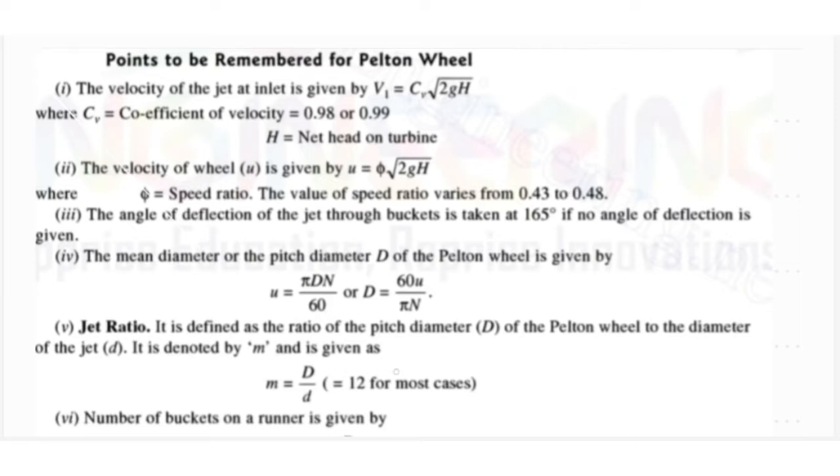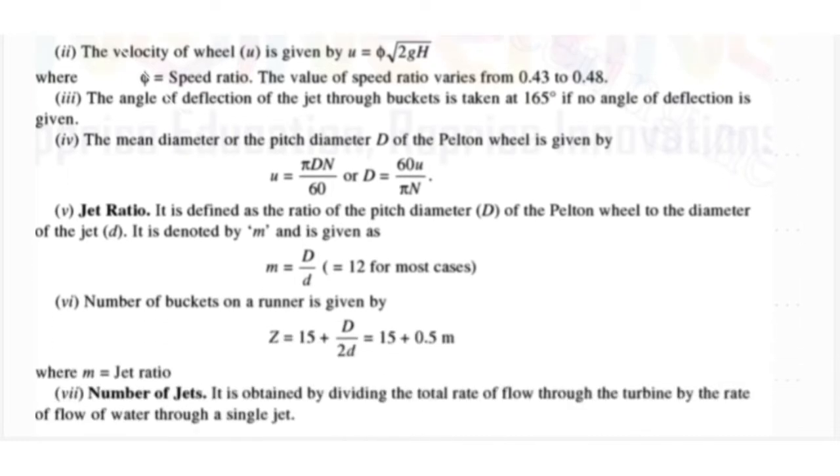Jet ratio is defined as the ratio of pitch diameter D of the Pelton wheel to the diameter of the jet. So jet ratio is given by m is equal to capital D by small d. For most of the cases it is taken as 12, sometimes it is given 10 or 6 and so on. The number of buckets on a runner is given by the formula z is equal to 15 plus capital D divided by 2d. So that will be 15 plus 0.5 meter.